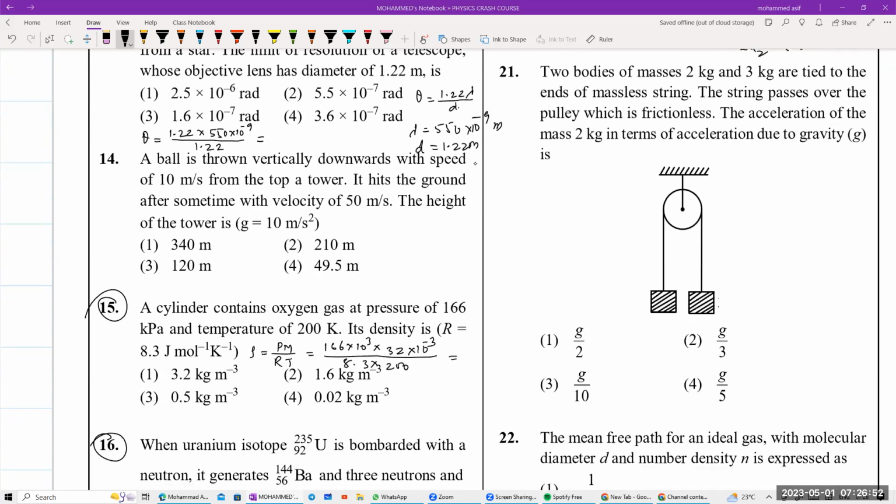21. Two bodies of masses 2 kg and 3 kg are tied to the ends of a massless string. The string passes over a pulley which is frictionless. The acceleration of the 2 kg mass in terms of acceleration due to gravity. Acceleration ka formula aap logon ko yaad hoga directly. a is equal to m1 minus m2 into g divided by m1 plus m2. Isn't it? So m1 ki value kitni, higher value? That is 3 minus 2 into g divided by 3 plus 2. That will be equal to g by 5.